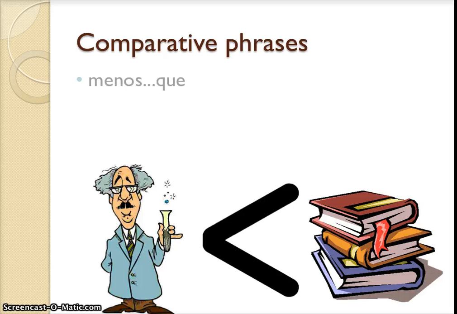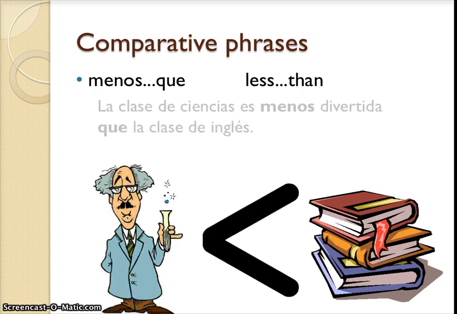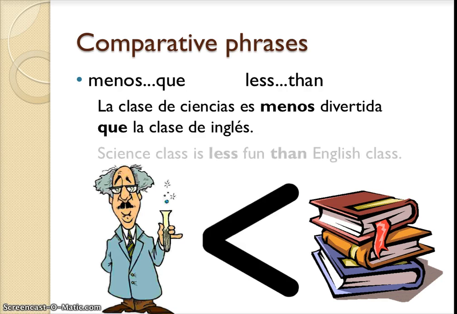Alright, we have another one. Menos que, which is less than. Alright? Again, we have menos, and then we have a spot for our adjective, and then we have que. La clase de ciencias es menos divertida que la clase de inglés. Alright, divertida is our adjective, and it goes directly between menos and que. Science class is less fun than English class.